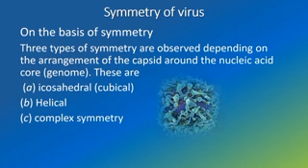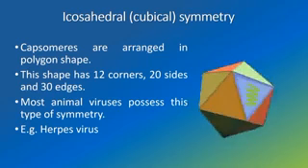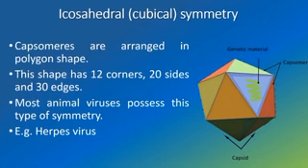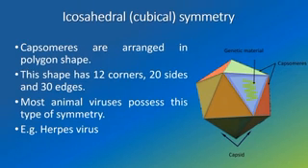On the basis of symmetry, three types of symmetry are observed depending on the arrangement of capsids around the nucleic acid core or genome. They are classified into icosahedral or cuboidal, second one is helical, third one is complex symmetry. The icosahedral symmetries are cubical: when the capsomeres are arranged in a polygonal shape, that is known as icosahedral symmetry. This shape has 20 faces and 30 edges. Most of the animal viruses possess this type of symmetry.